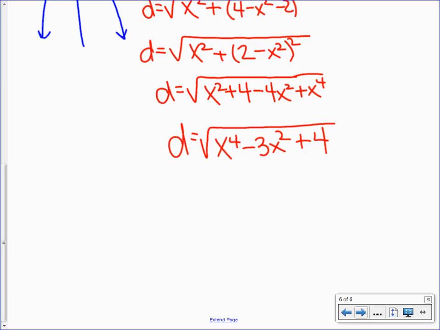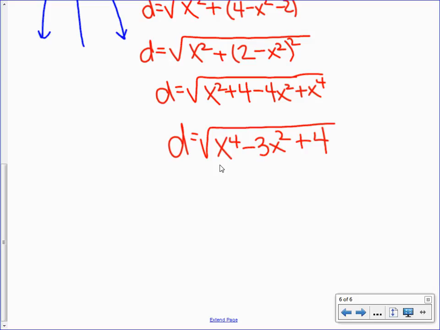Now, I want you to think about this. Right now we need to take the derivative. Some of you are saying, I don't really want to. Why? Because it's a radical, a square root. Now, I want you to think about this.